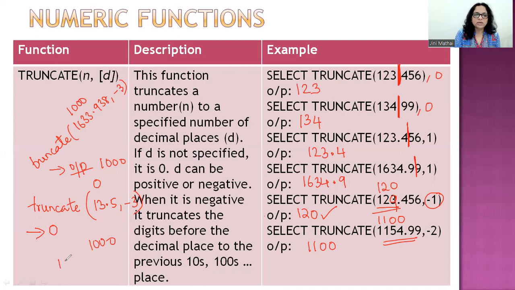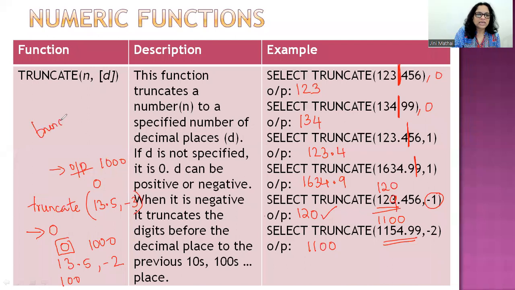Same thing if it was 13.5 comma minus 2. What is the hundreds place before this? 0. What is the hundreds place after this? 100. But again, you would get your answer as 0. But suppose it was the same number, but it was truncate 13.5 comma minus 1. What is the tens place before it? 10. And what is the tens place after it? 20. But remember, in truncate, we're never interested in the tens place or hundreds place after it. It's always the answer is the before one. So output is nothing but 10.